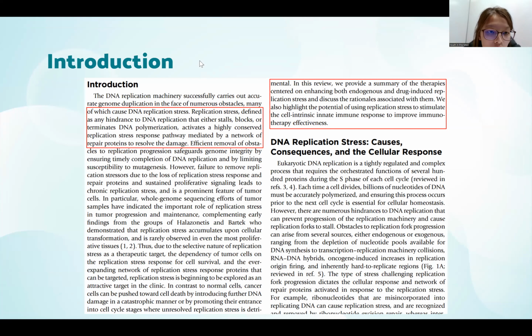Here, these are the parts that I would highlight. This defines replication stress right here. And then this section talks about what the review paper is going to discuss. Here, it tells you that replication stress is a hindrance to DNA replication, basically a disturbance in that process. It goes into how it slows, blocks, or stops DNA polymerization, which is a process in DNA replication. The rest of this part I would just skim. It's not super relevant.